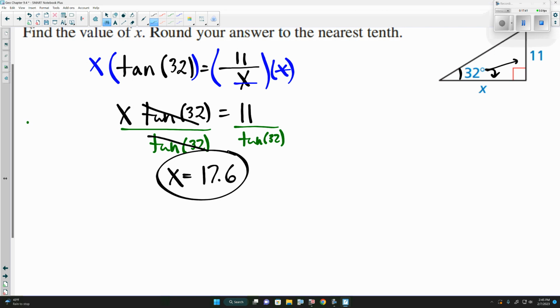That is it there. So solving with tangent isn't really any different than what we did yesterday. It's just based off how we're solving it, what sides we're given, plugging it in and solving. Questions on this here?